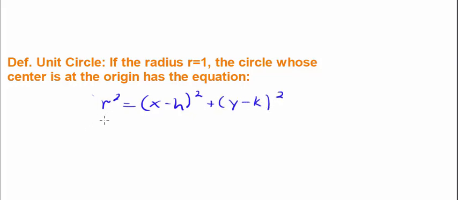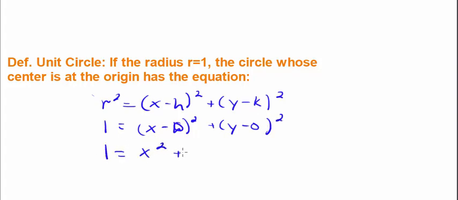Well, we know the radius now is 1, and 1 squared is 1. And we know that h is 0 and k is 0. And if you simplify this, you get x squared plus y squared. So the equation for a unit circle is x squared plus y squared equals 1, or 1 equals x squared plus y squared.